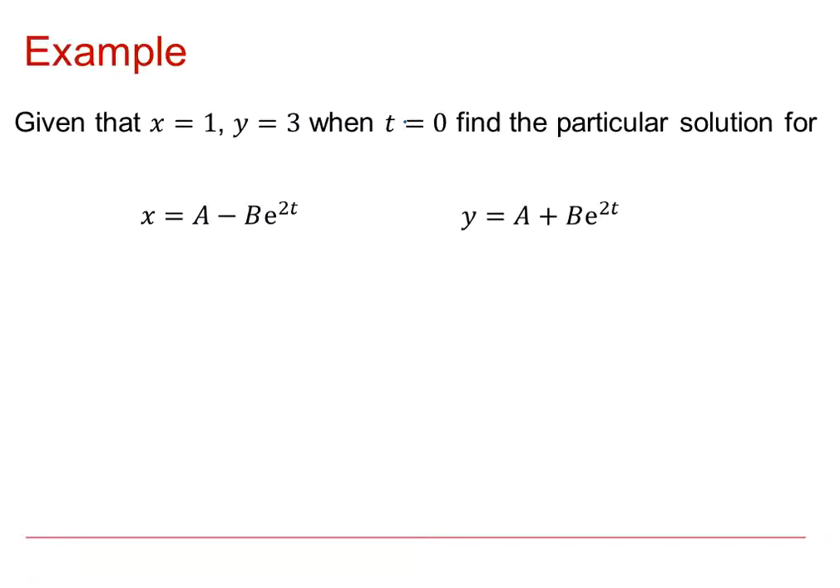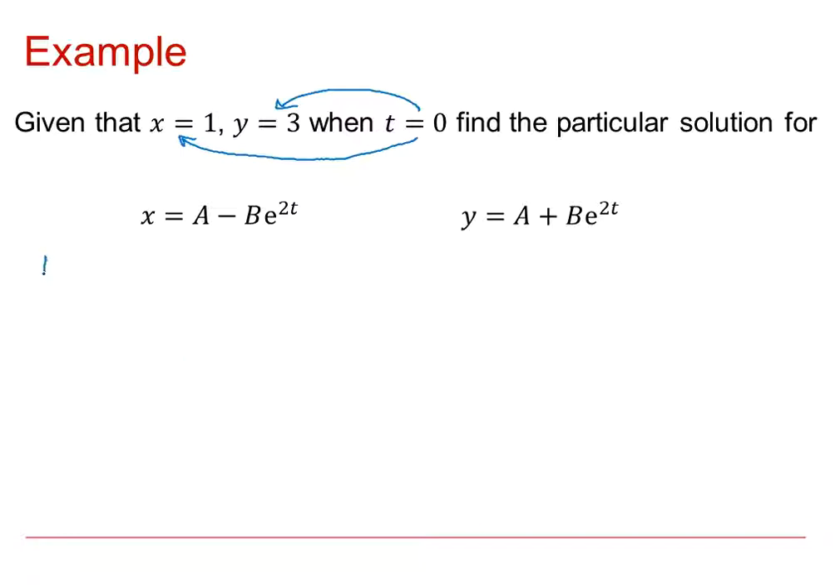So now we're told that initially x is 1 and y was 3. So in our example, that's saying initially there was 1 fox and there were 3 rabbits. So let's see if we can use those initial conditions to find the particular solutions.